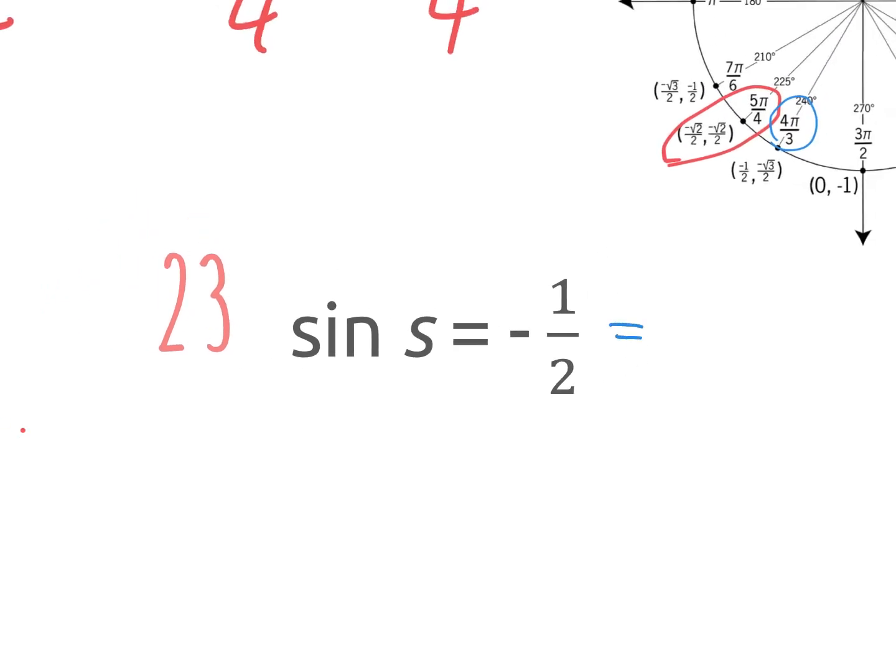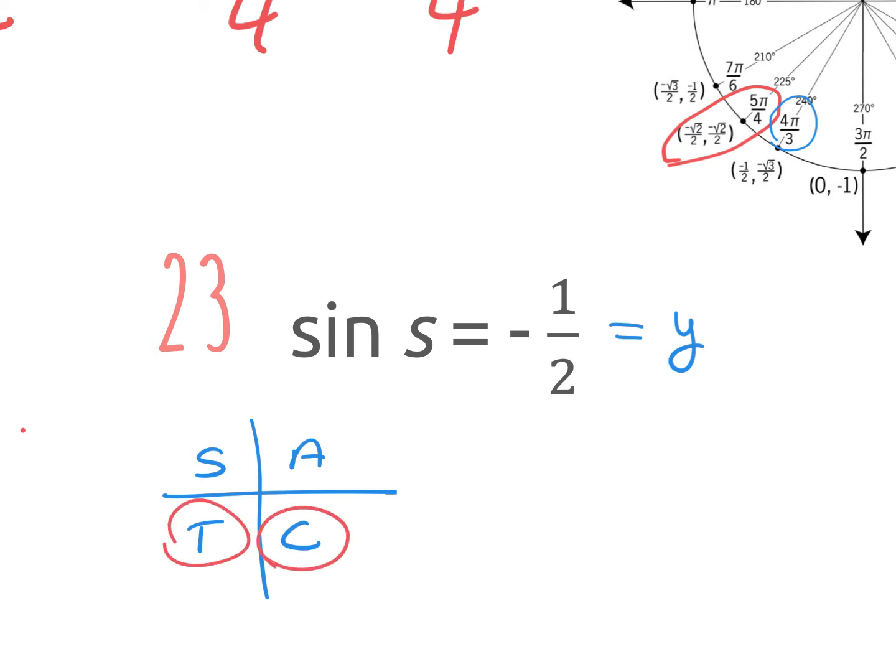For sine, all we have to do is look at y. So I'm going to narrow down where sine is negative. All Students Take Calculus: sine is negative here and here. So I'm looking to see where in my ordered pairs the y value is negative 1/2.